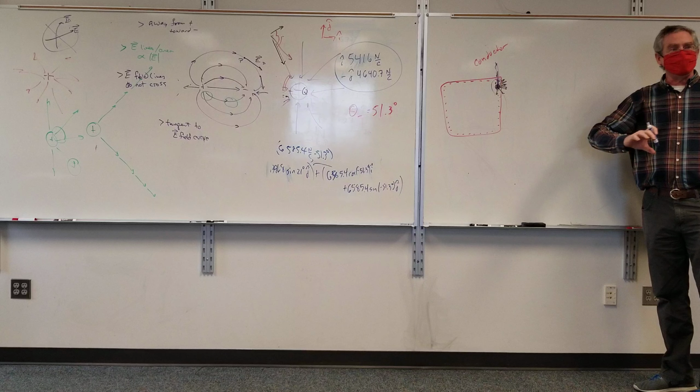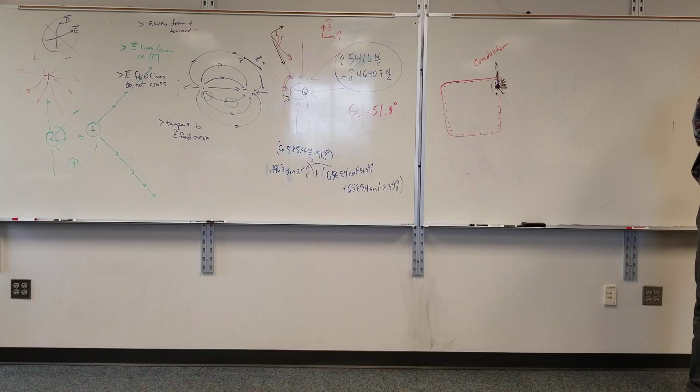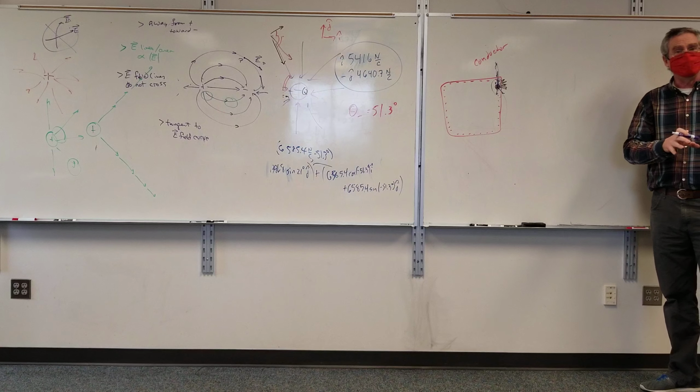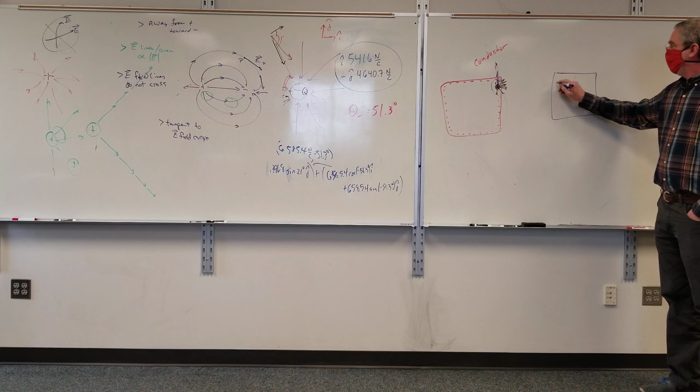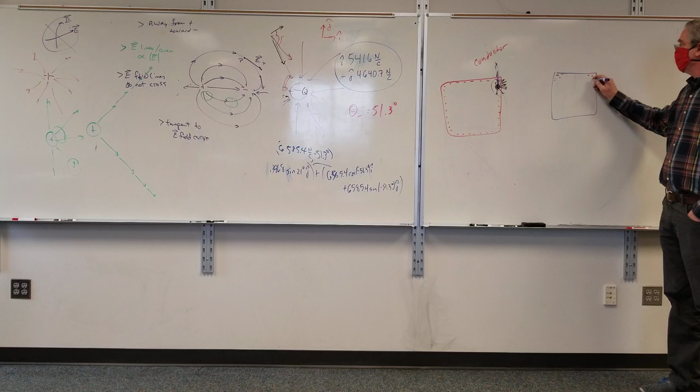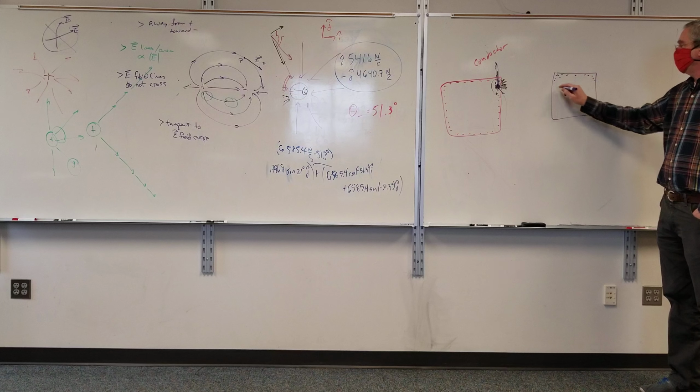So it starts out with an even distribution, but it will not stay that way if it's a conductor. If it's an insulator, it will, but if it's a conductor, it won't. And so what we would end up seeing is a higher concentration of charges in the corners, less so in between.